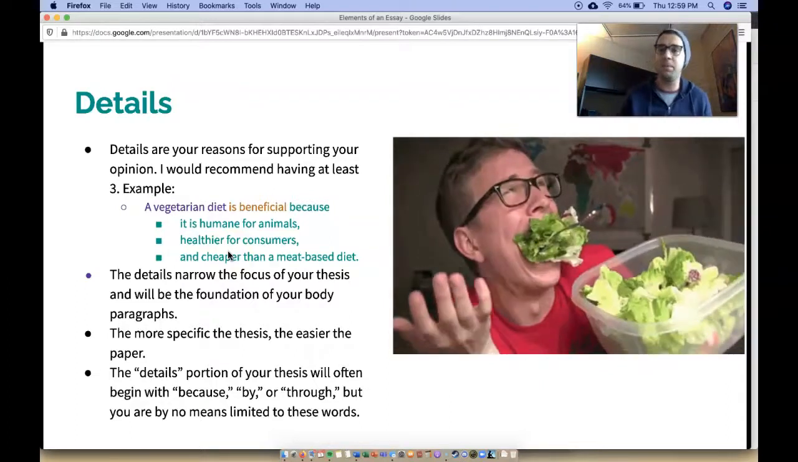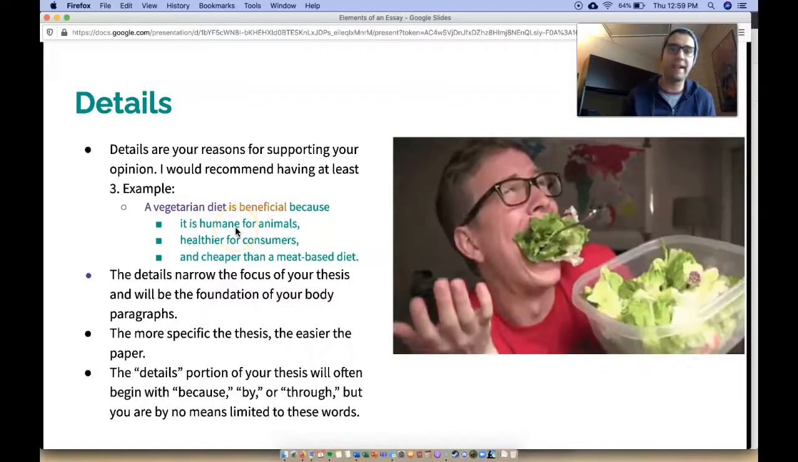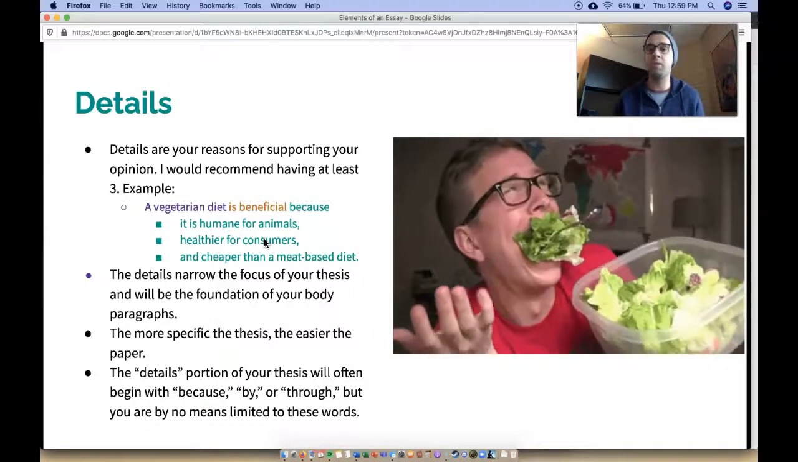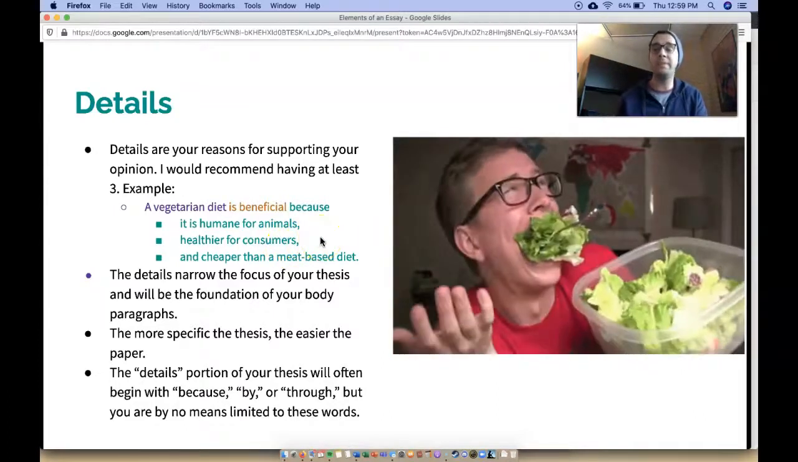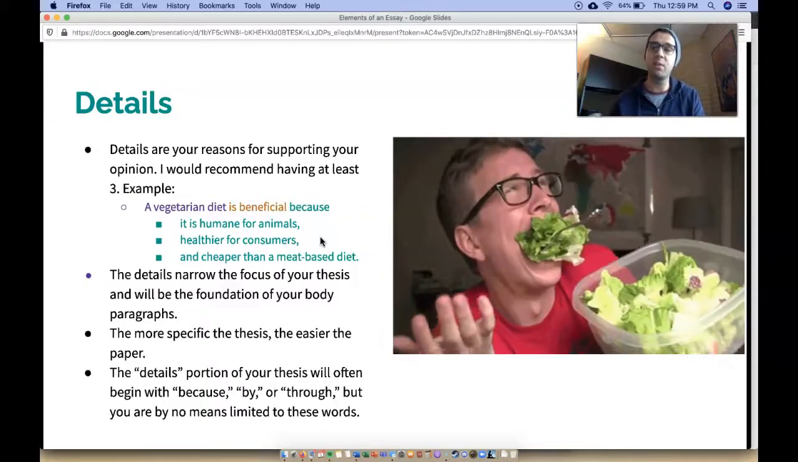Now, it doesn't have to be a simple one-to-one correspondence. I don't necessarily have to have 1 paragraph for each of these. I can use 2, 3, 4 paragraphs to unpack those ideas if I want to explore different nuances of those ideas. Okay? Now, the more specific your details are, the easier your paper is going to be to write because you're going to know specifically what to write about.